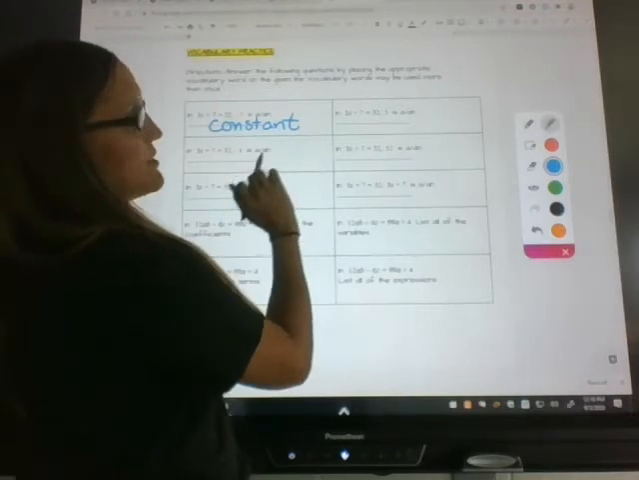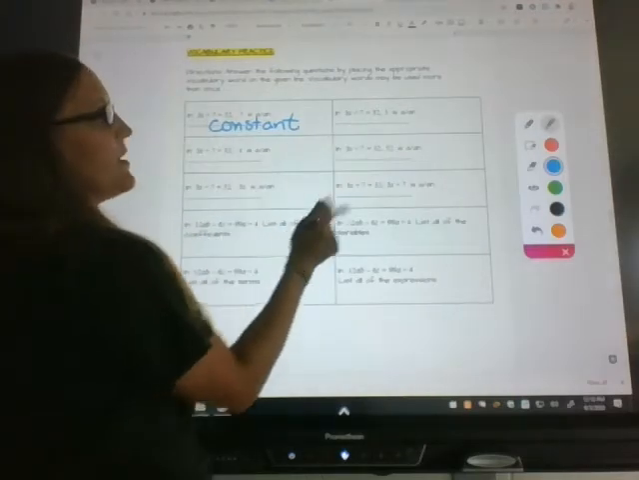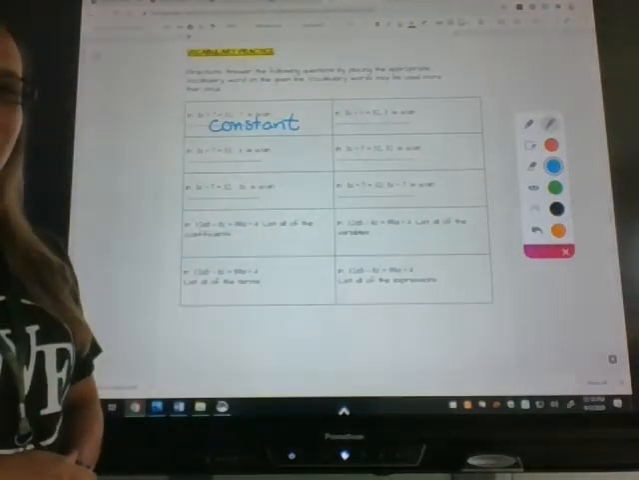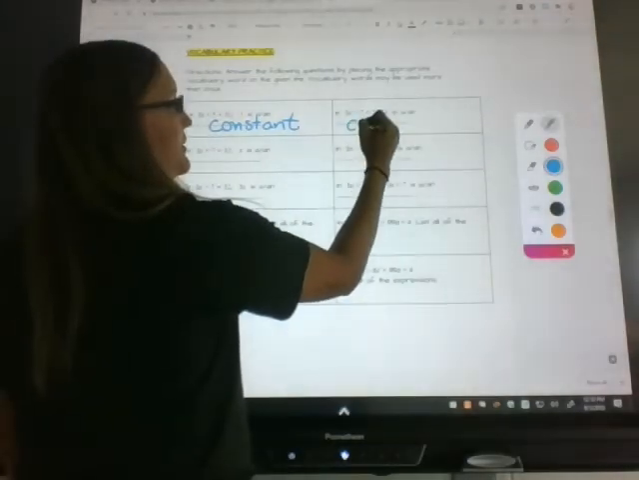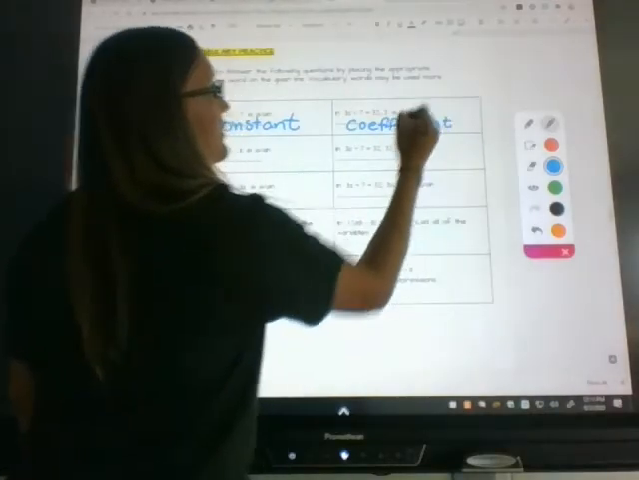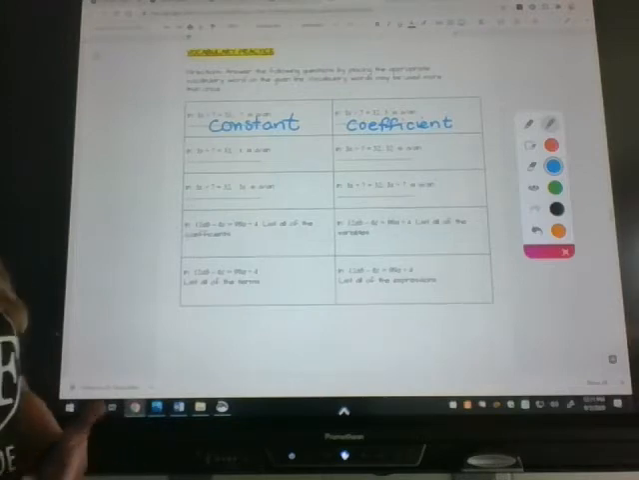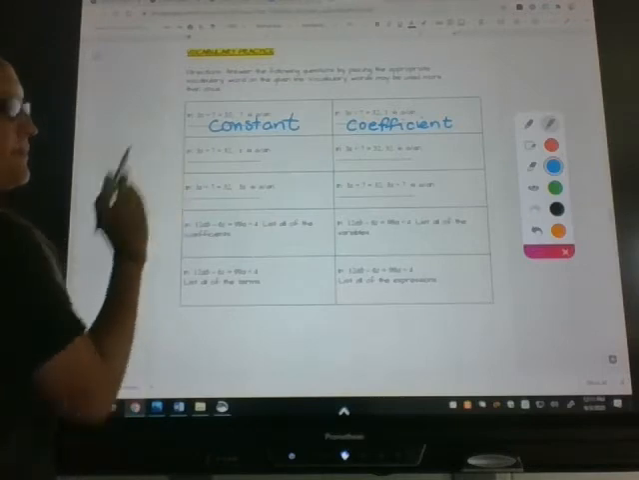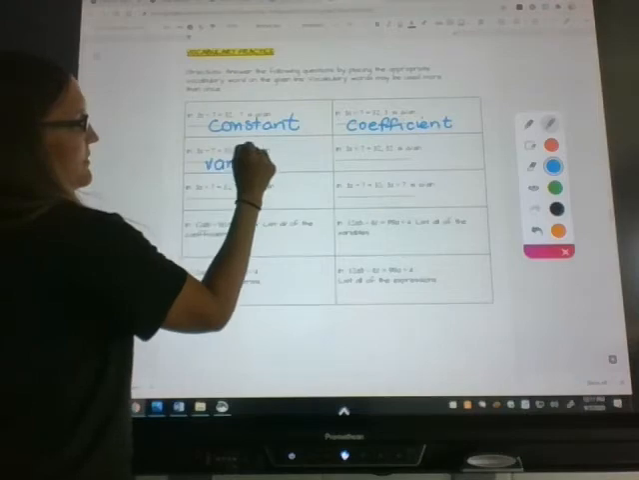So now you're going to answer this question. 3x plus 7 equals 32, so the same equation. The 3 is a blank. Hopefully you wrote coefficient. Okay, this one we'll do together. In 3x plus 7 equals 32, the x is a, hopefully you thought, variable.